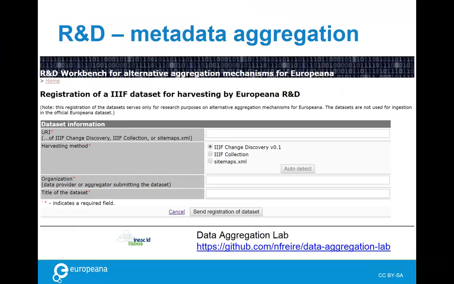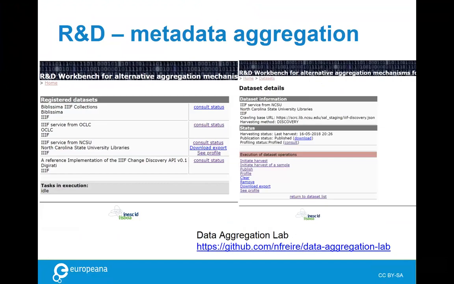We have set up what we call a data aggregation lab, and that's mostly work from my colleague Nuno Freire, who set up a platform, a prototype, to aggregate metadata coming from different channels. One of them is the IIIF change discovery specification. There's a little interface where we can select the channel that we want to harvest metadata from. One of them is a IIIF service from OCLC, which Shane will know very well. So we are doing experiments, trying to harvest what Shane's team makes available, and we test that within our own system. Can we harvest it well? Does it contain the metadata that could be useful in the Europeana context?